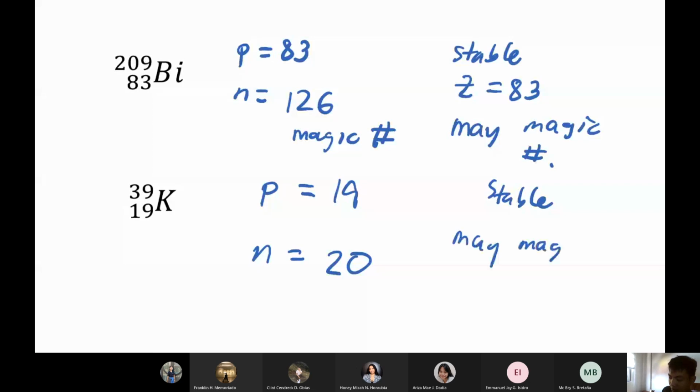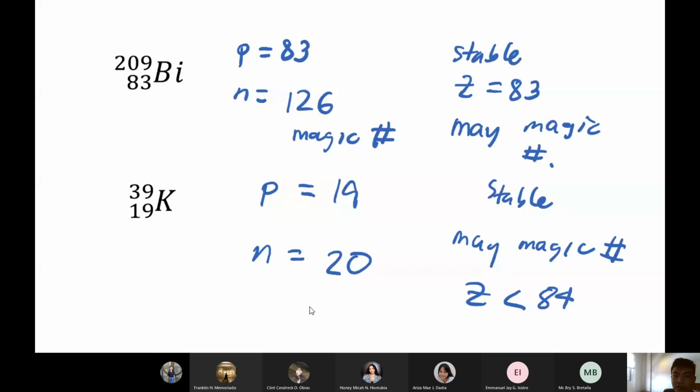May magic number. Tsaka yung proton is less than 83. And then less than 84 bale. Kasi 83 yung maximum limit ng stability. Ayan. Okay, so ganun lang. So stable yan kasi may magic number.